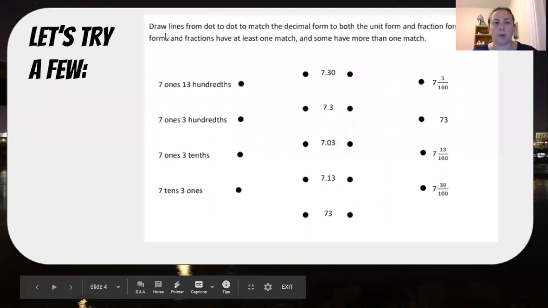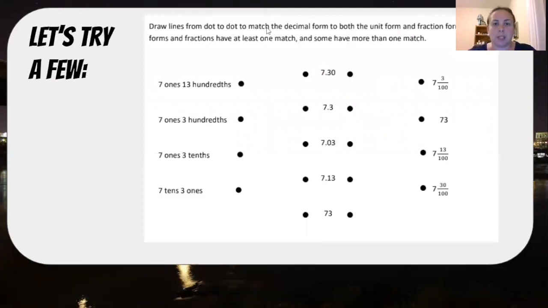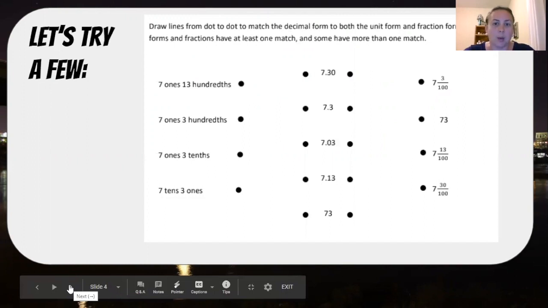Your last problem, you're going to draw lines from dot to dot to match the decimal form to both the unit form and fraction form. All unit forms and fractions have at least one match and some have more than one match. All right, so push pause so you can solve the problem and then play and we'll go over those three problems. All right, how did you do?